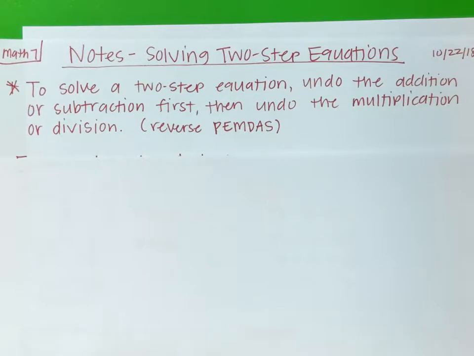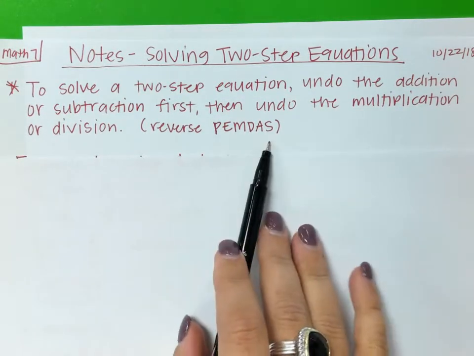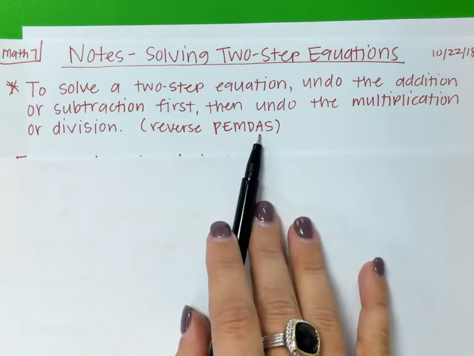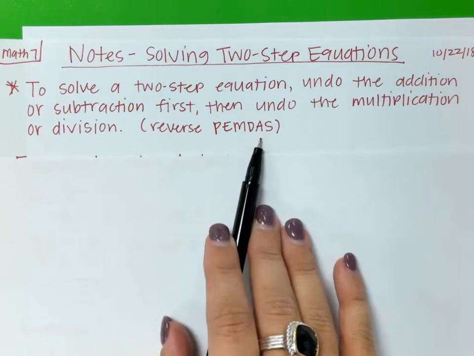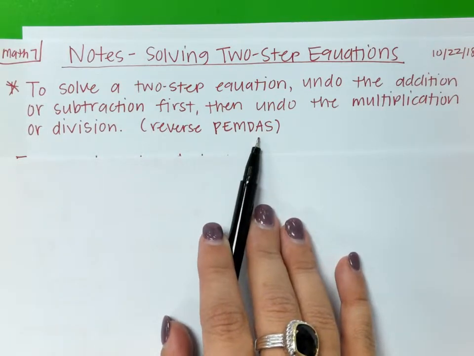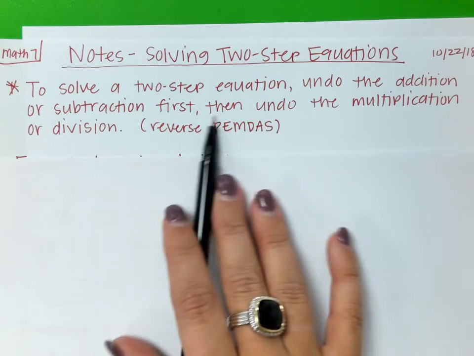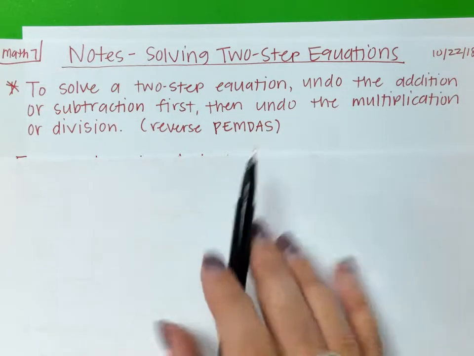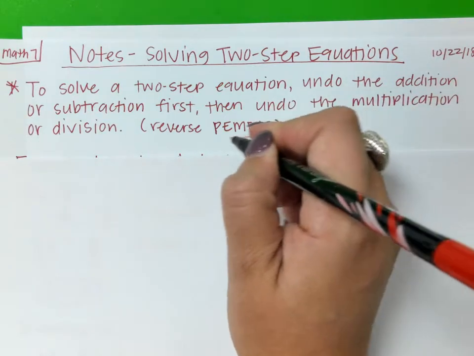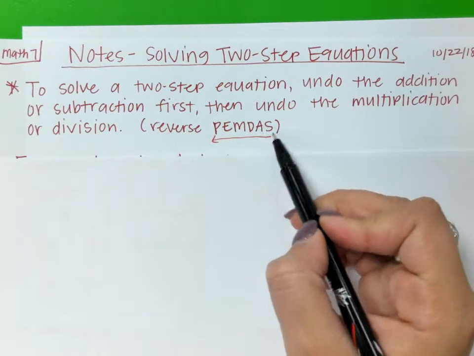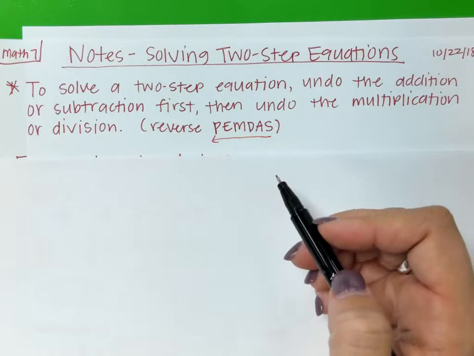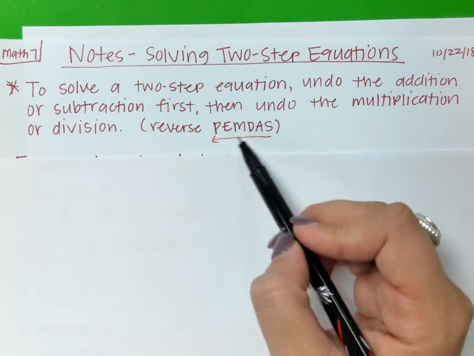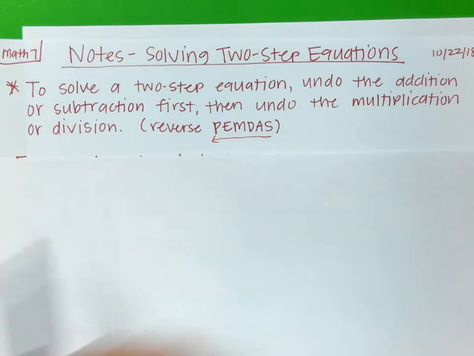So we're going in the reverse order of our order of operations. So remember we have PEMDAS, or parentheses, exponents, multiplication, division, addition, subtraction. That's our order of operations, right? So when we're solving equations, we're going in reverse order. So we're going to deal with addition and subtraction first. Once we do that, we're going to move on to multiplication and division. Okay?